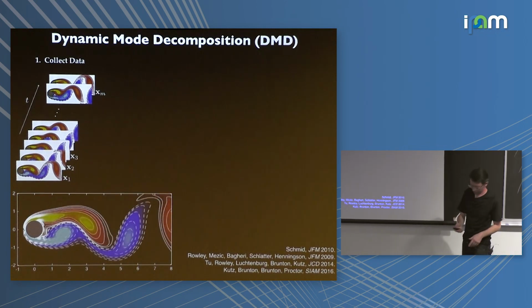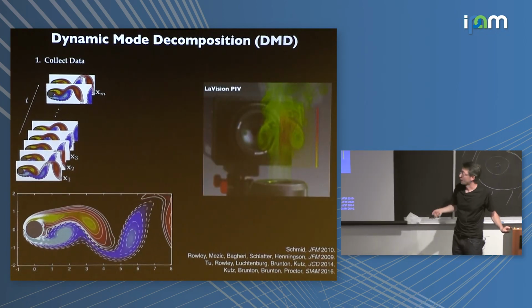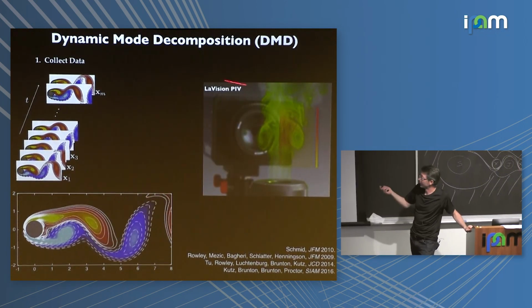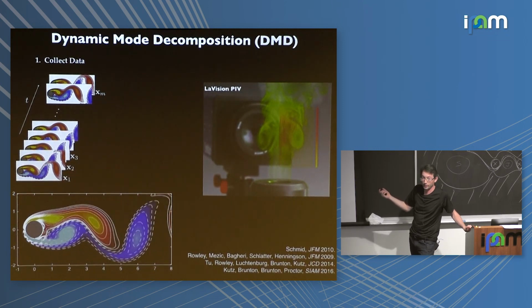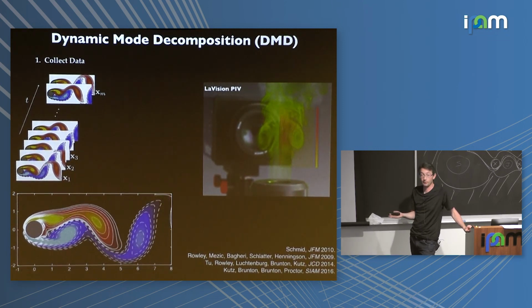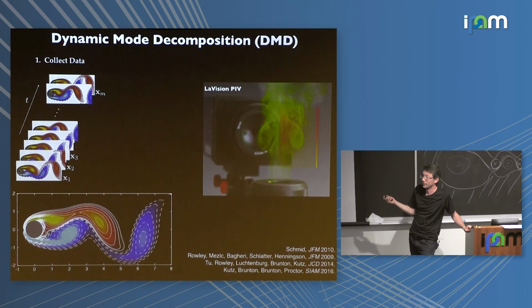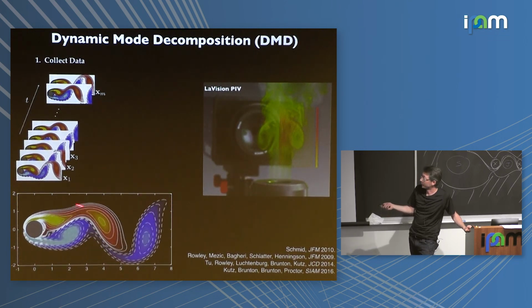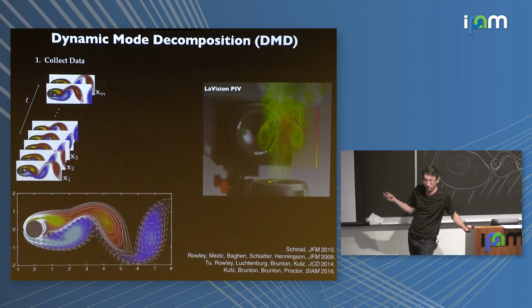We often get this data from experiments. So this works very well with experimental data. You don't need the governing equations. You could literally collect a movie from a camera, and you could shape those images as a sequence of images in time. Okay?